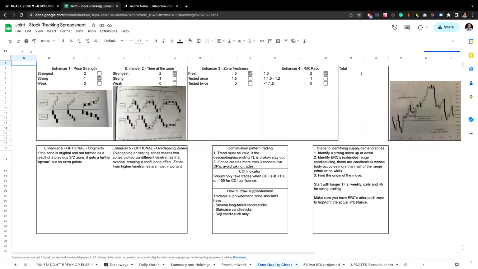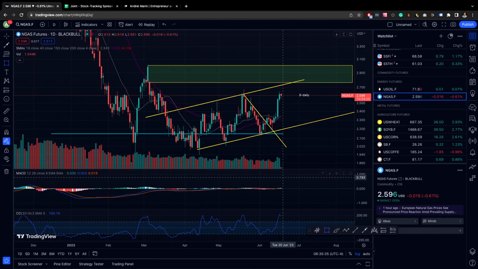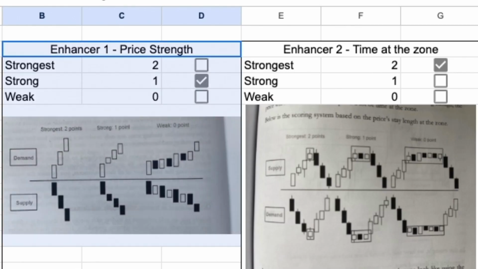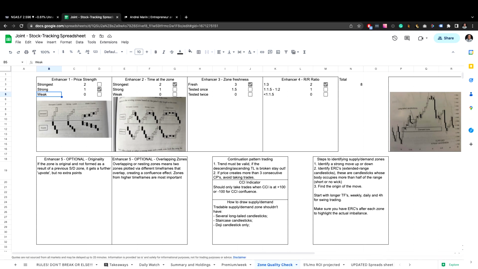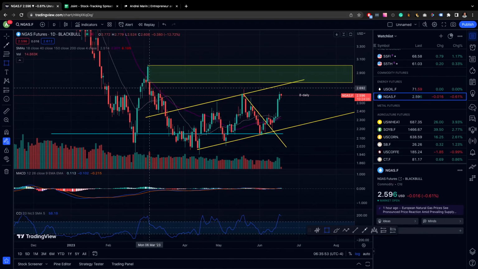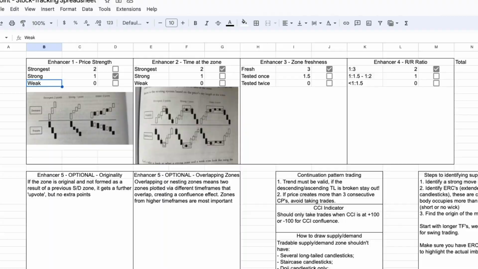But let's look at how we grade it, because we can grade it by the look of the chart. We have a first enhancer here, which looks at strongest, strong, or weak. And this refers to how fast the price moved away from the area. I would probably judge this as a strong, because we had an initial ERC over here, this big candle that covered a lot of ground, and then we moved a bit sideways. We had another bigger candle, another pretty decent one, and then a move up. So I would probably judge this as a strong.